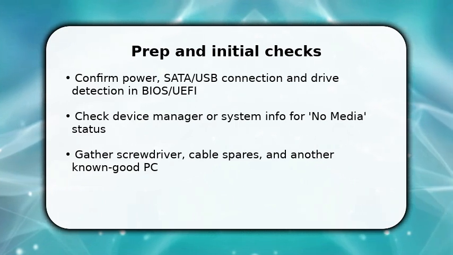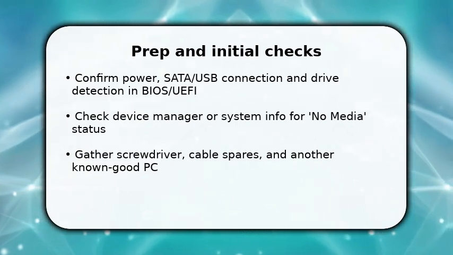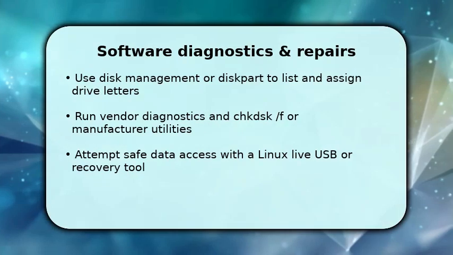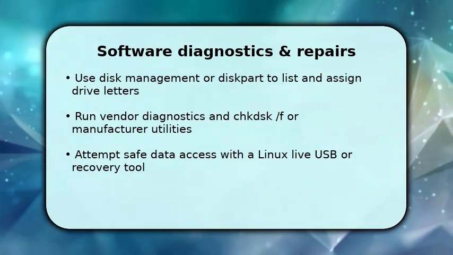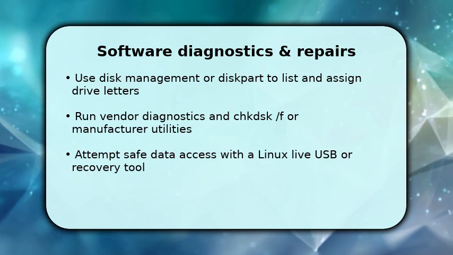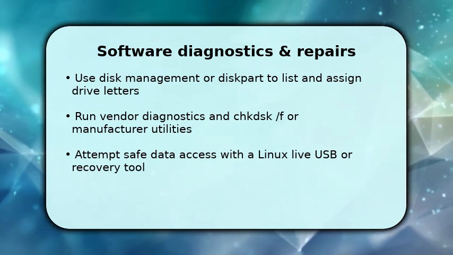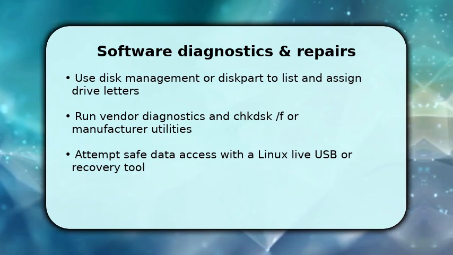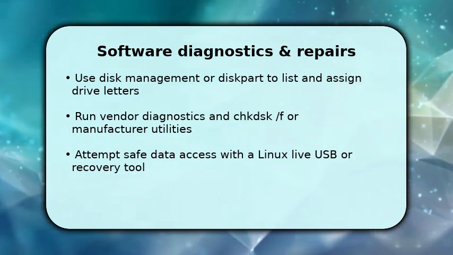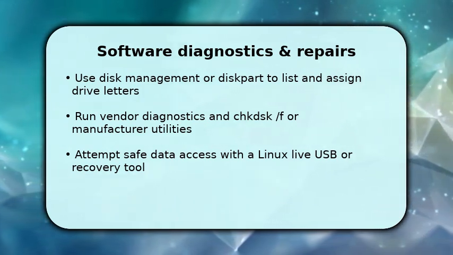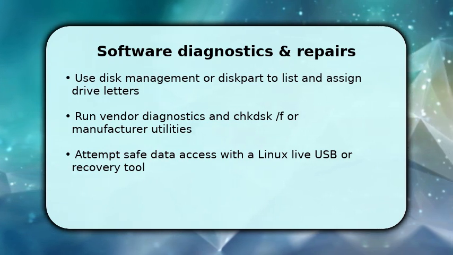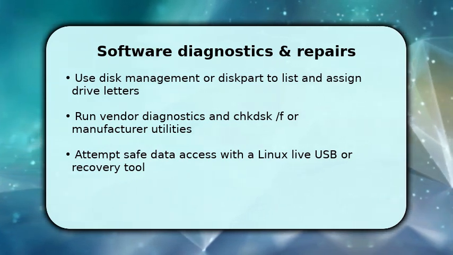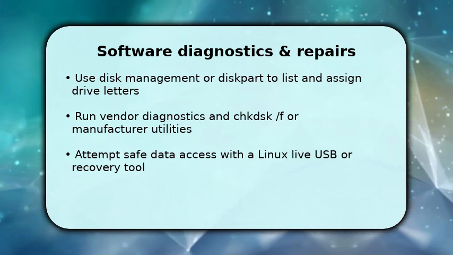Now run software diagnostics to determine logical versus physical failure. Open Disk Management or diskpart to check partition tables and assign a drive letter. If that reveals the volume, run chkdsk /f to repair file system errors. If the drive remains undetected by Windows, boot a Linux Live USB. Linux often sees drives Windows misses, letting you image data with ddrescue.